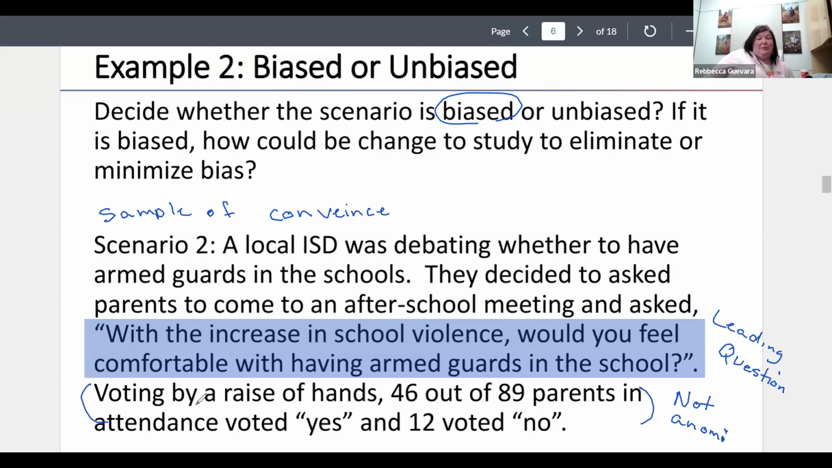You also have a lot of people who did not respond. We have 89 parents there, but only 58 of them actually voted. So there is a significant amount of this population that didn't vote. And that's another thing, there could be something different between the people who would voice their opinion and those who kept it to themselves. So once again, these are all things that could cause bias. We're missing parts of the information, and it could push this towards more people saying they want armed guards in the school than what really reflects what the population feels.